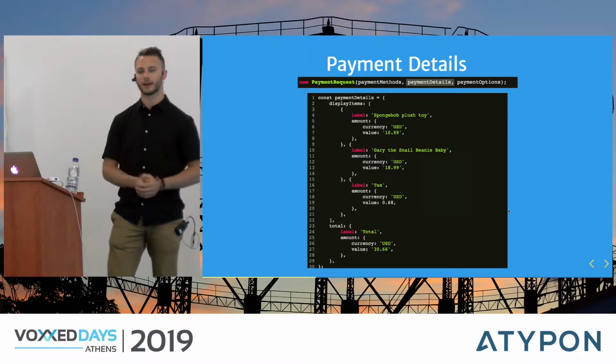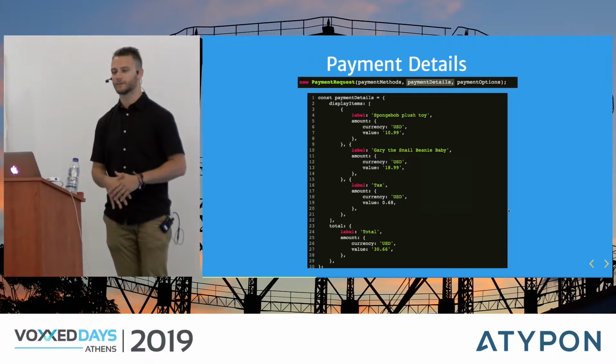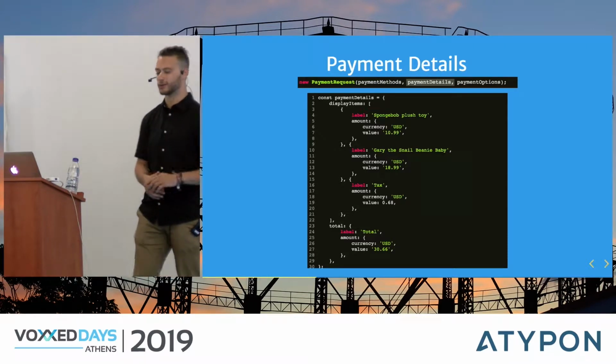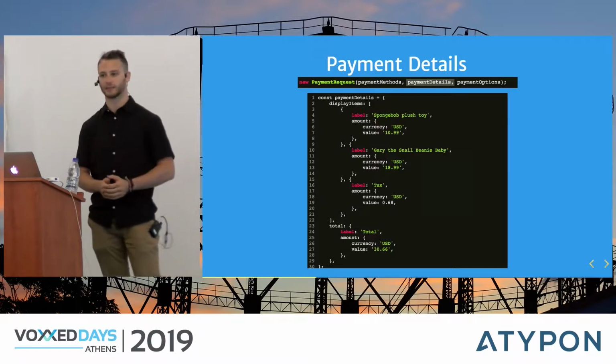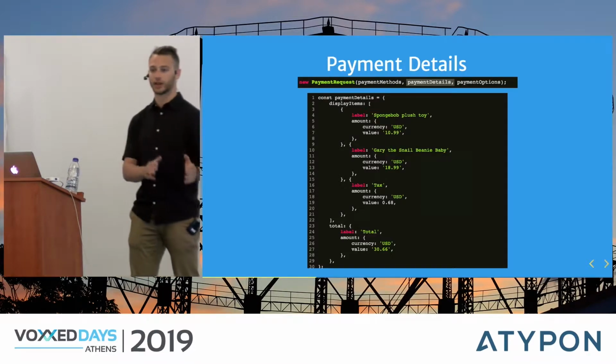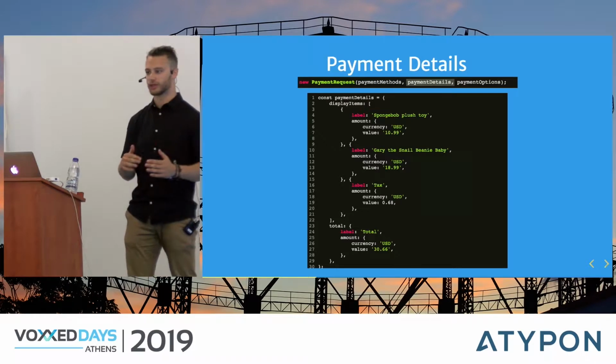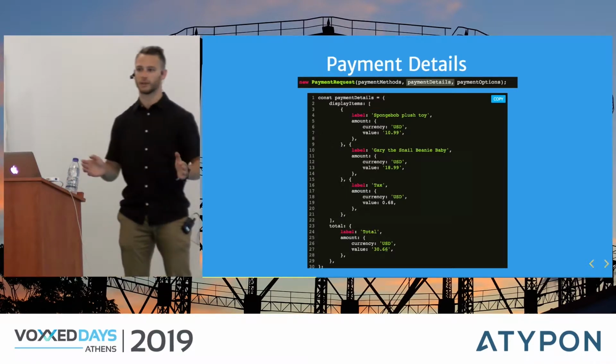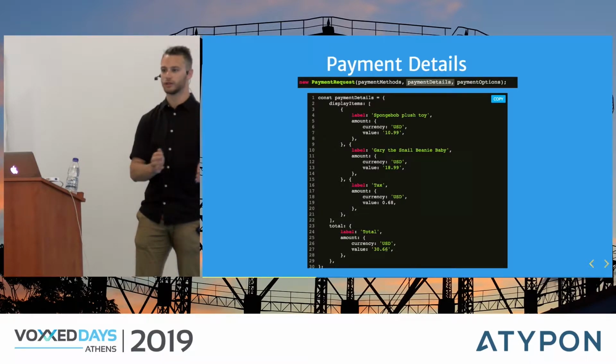Now, one thing about this API is it doesn't do any math for you. It's kind of a low-level API, so you can put whatever you want in the display items. It's still your job as the developer to make sure those items total up to the correct total at the bottom here, because that's the only number that's actually going to be used for this transaction.